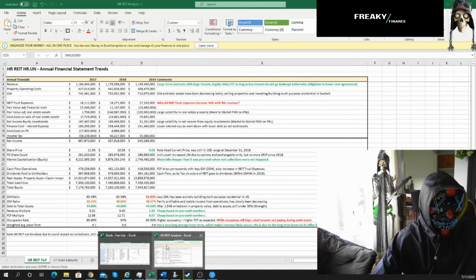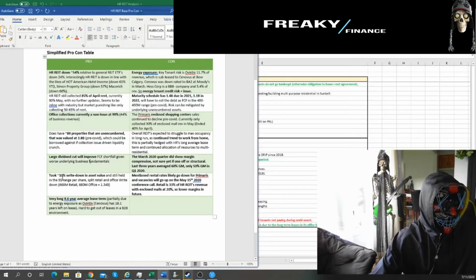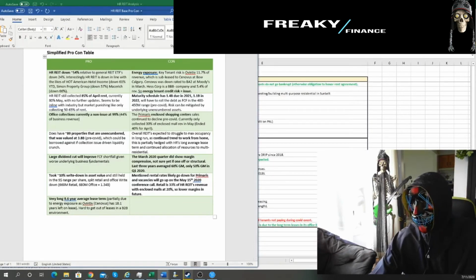And they also cut this dividend back in 2008 as well. They took a 10% write down in asset value, and it still held in a $9 range per share. And they split the write down 50-50, with retail and office both getting hit. They didn't say which properties they decided to write down the property value on. They just seemed to say, oh, COVID hit and our properties were 10% less. That's a good thing from a certain point of view.